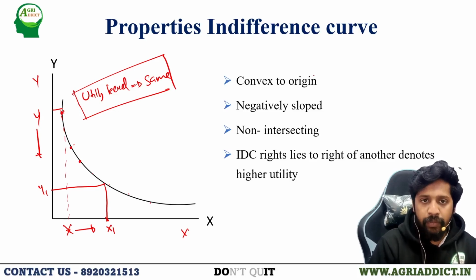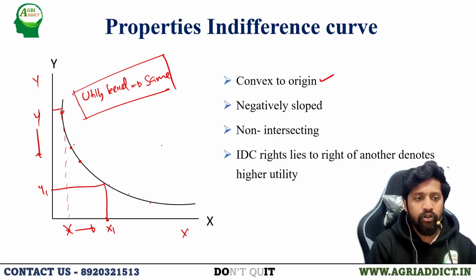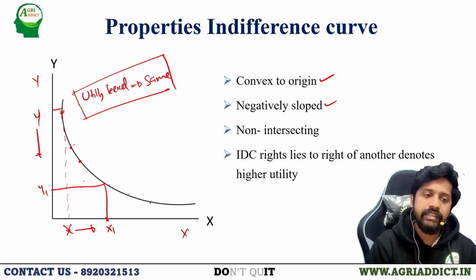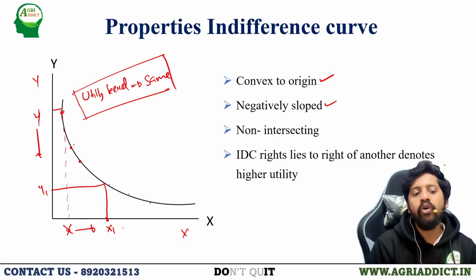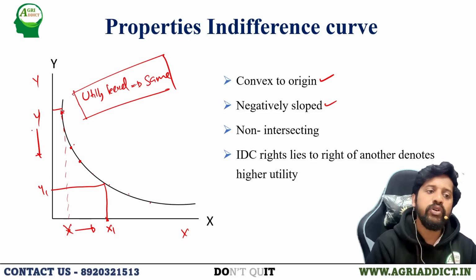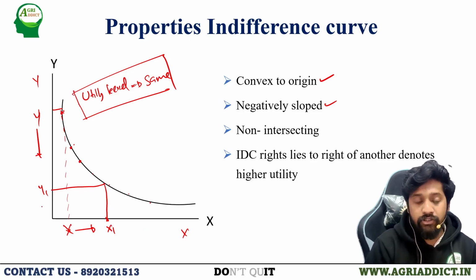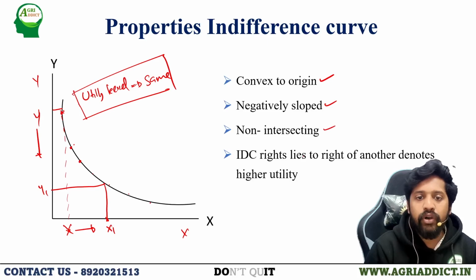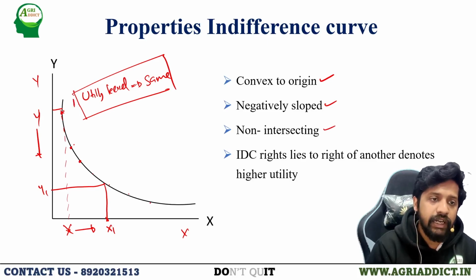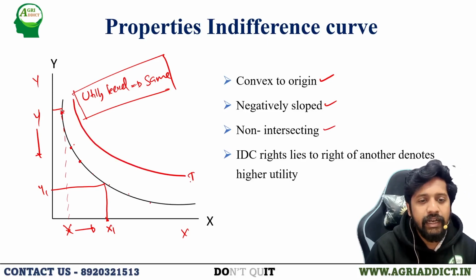So what are the properties of the indifference curve? The first one is that it is convex to the origin. The second one is that it is negatively sloped. Why is it negatively sloped? Because to get more of x, I have to sacrifice more of y, right? The more I have of x, the less of y. That's why it is negatively sloped. And indifference curves are non-intersecting. A higher curve represents a higher utility level; this will be another utility.